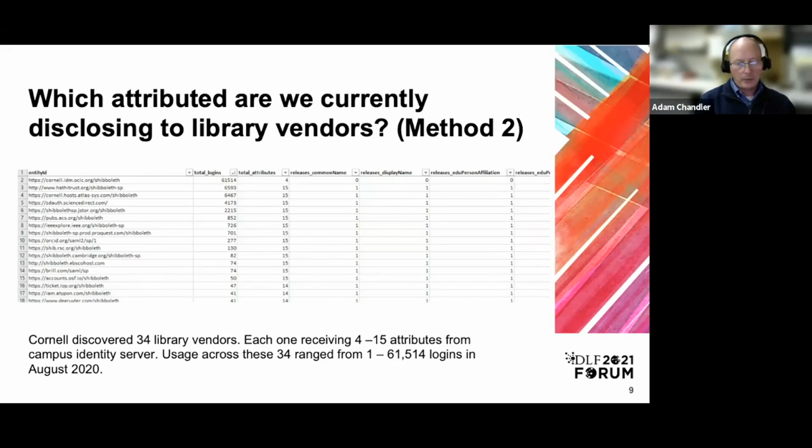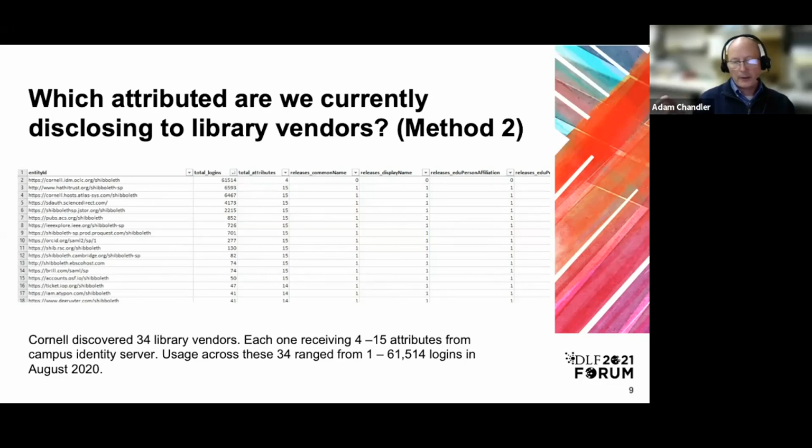and create a table, this table that has the total logins in that month from 1 to 61,000 in the case of EZproxy, and then also the attributes, the EduPerson attributes that were being released at that time, in this case, 4 to 15. All of them were releasing 15 except for our EZproxy, hosted EZproxy instance.